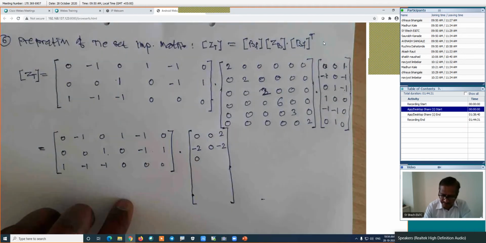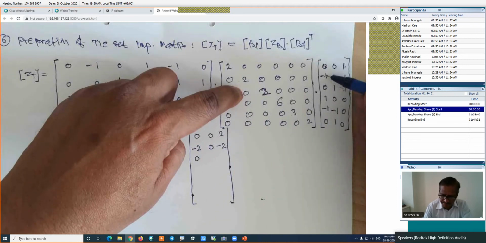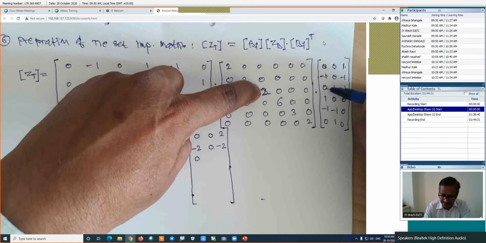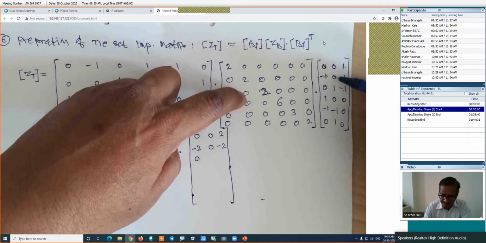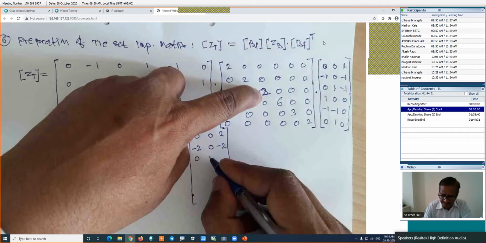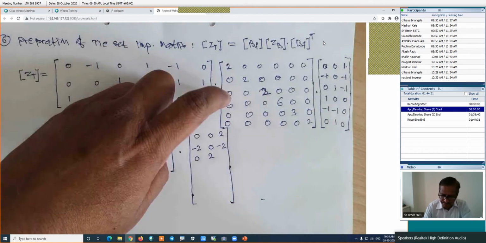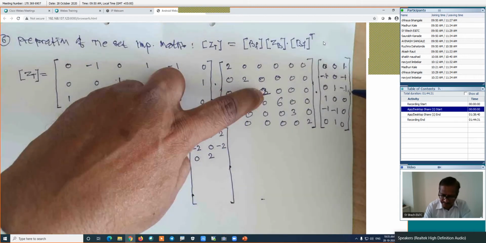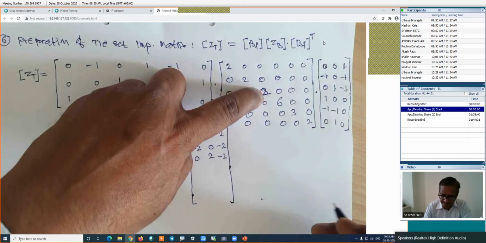Now here, how is this multiplication? 0 into this value is 0, and everything is 0. That is the first element. Second: 0 into 0 is 0, plus 1 into 2 is 2, and the remaining are zeros, so plus 0. This value is 2. Then in this row and this column, 0, 0, minus 2 and the remaining are zeros. This is again minus 2.